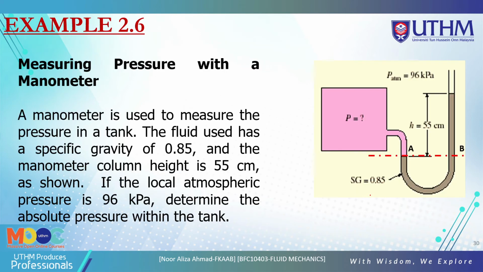Okay, so now we look at example 2.6 with figure 2 here: measuring pressure with a manometer. A manometer is used to measure the pressure in a tank, with fluid of specific gravity 0.85, and the manometer column height is 55 cm. The atmospheric pressure is 96 kilopascal. So determine the absolute pressure in the tank.